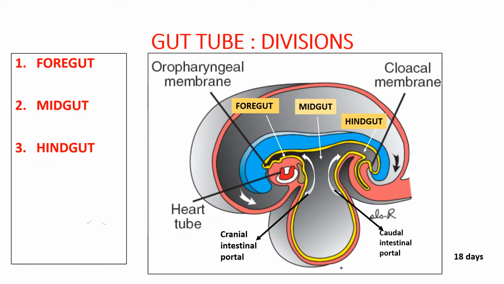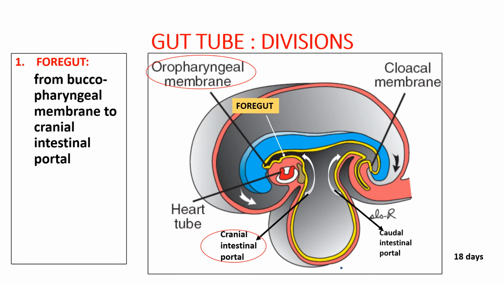So after completing the formation, we now come to the divisions of the gut tube. The gut tube is divided into three portions: the foregut, midgut and hindgut. So in an early embryonic period, let's see how these gut tubes are divided. The first part, the foregut, is from the buccopharyngeal membrane to the cranial intestinal portal. This cranial intestinal portal was the portal or entry point from the yolk sac cavity into the gut part. So between these two points is the foregut.